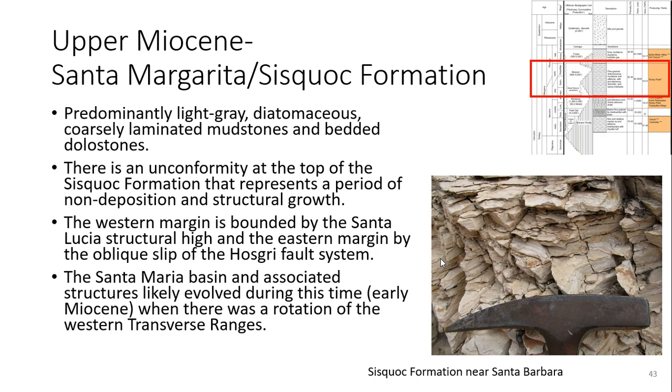But above that is the Santa Margarita, or the Sisquoc Formation, and this has diatomaceous laminated mudstones and bedded dolostones, and there's an unconformity that exists here. But the difference that I wanted to show you is that this rock looks a little bit different than the Monterey Formation, and that has to do with how it was deposited.